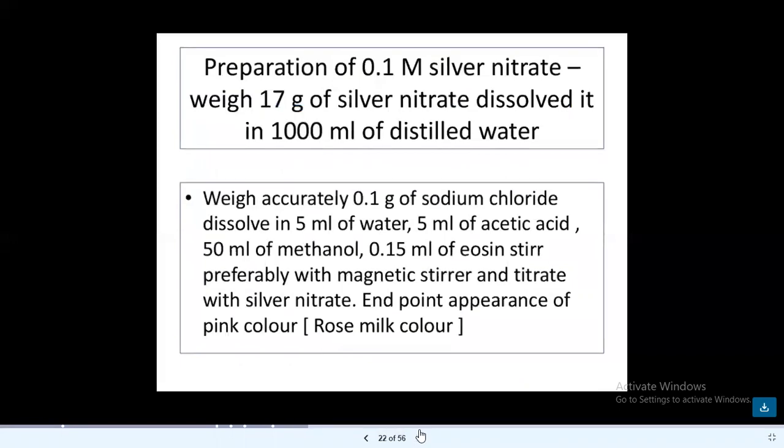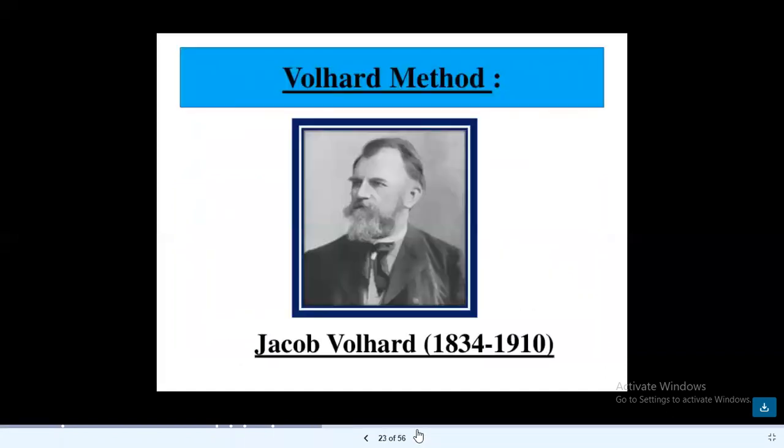These are the different methods of how we prepare the different solutions. Leave it now. ठीक है, हम इसे डिस्कस नहीं कर रहे. Now we switch to another method, that is the Volhard method. Now, what is this Volhard method? Basically, the Volhard method is the indirect or back titration. And you know what this back titration is?